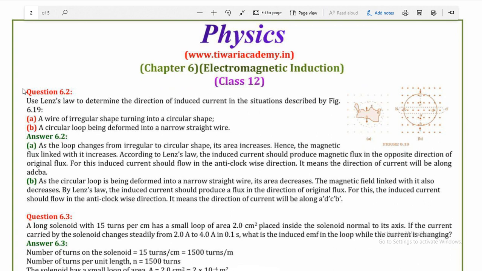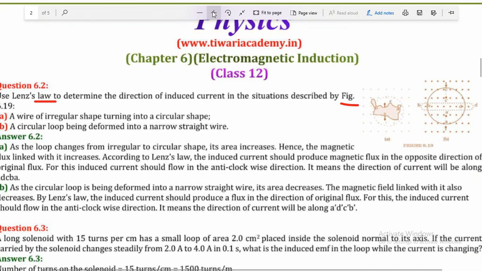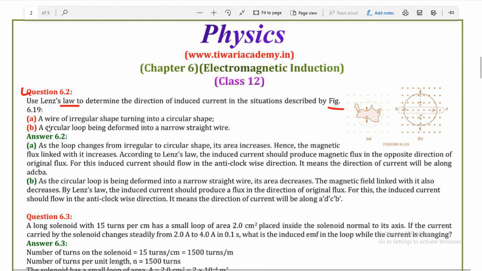Now question number 6.2. Use Lenz's law to determine the direction of induced current in the situations described in the figure. So the first one is a wire of irregular shape turning into a circular shape. So you can see this is the wire of irregular shape and this is turning into the circular shape. Then what will be the direction of the induced current? Second, a circular loop being deformed into a narrow straight wire. Now a circular loop is being deformed into a narrow straight wire. So let's see the answer.